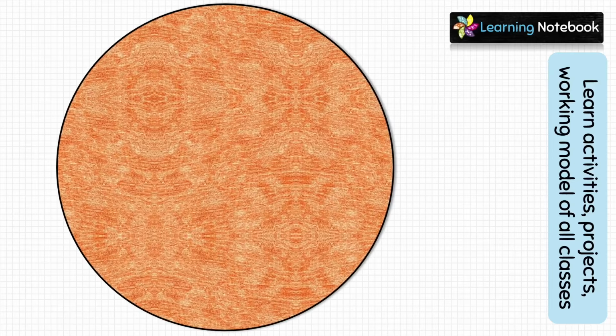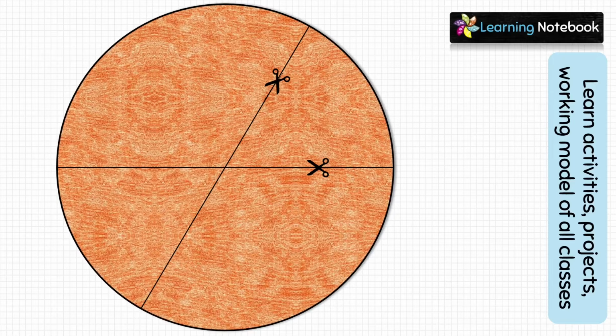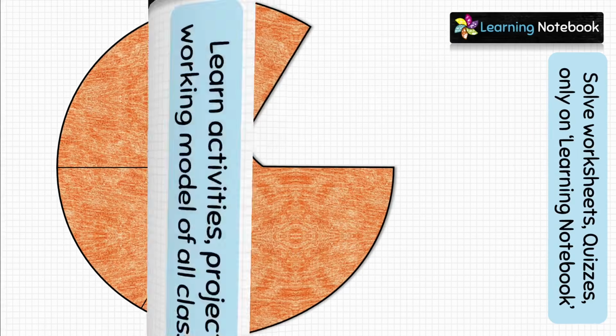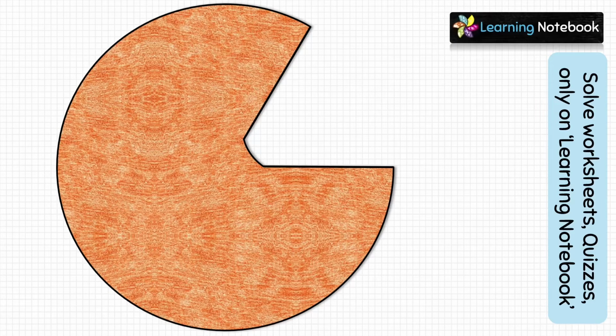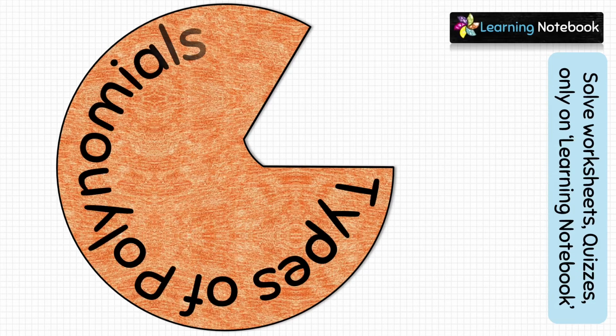Now students, take the orange circle and cut out a window at an angle of 60 degrees from this circle. Students, after cutting out the window, the orange circle should look like this. Now let's write the heading on it. Types of polynomials.